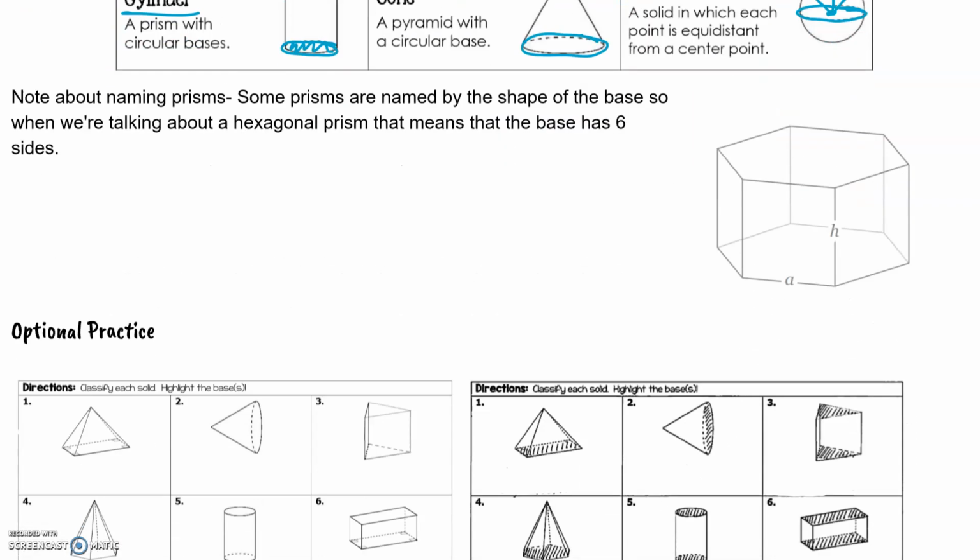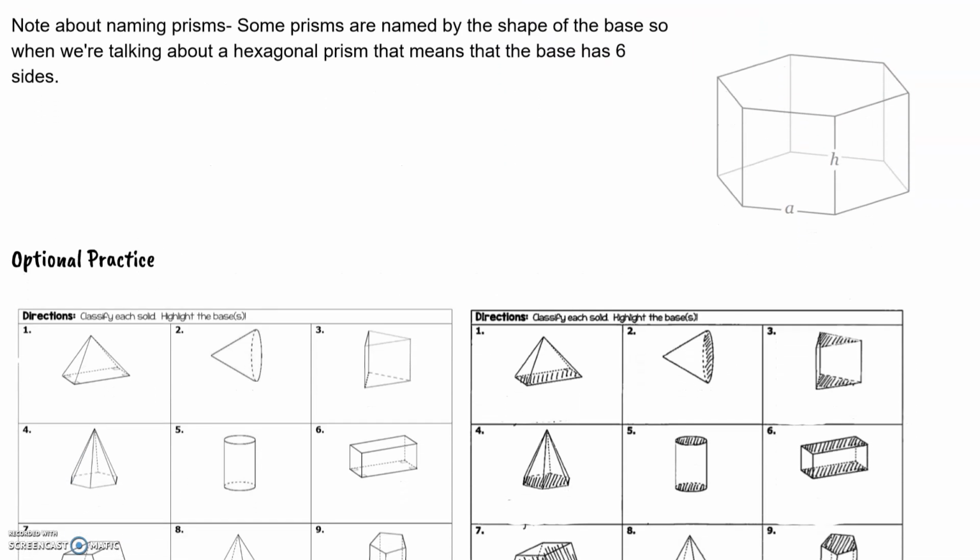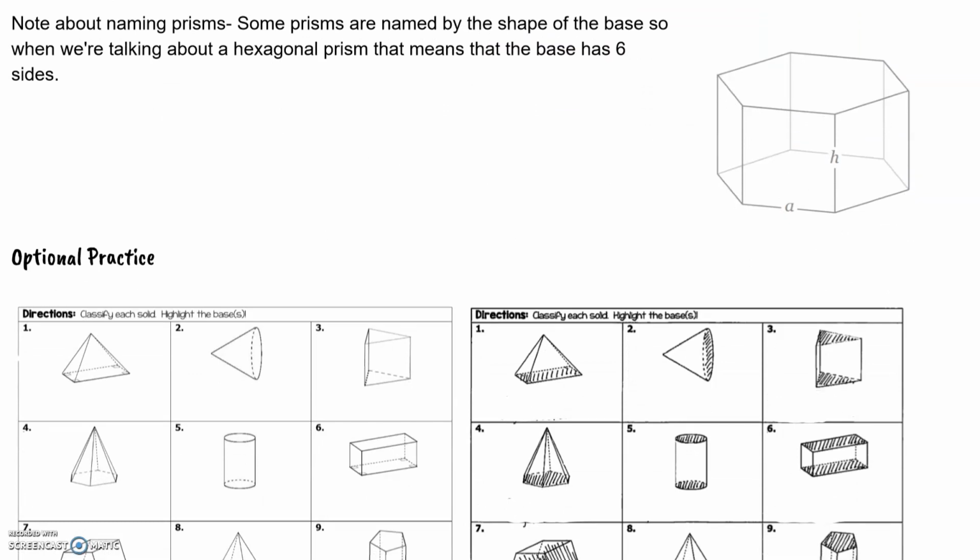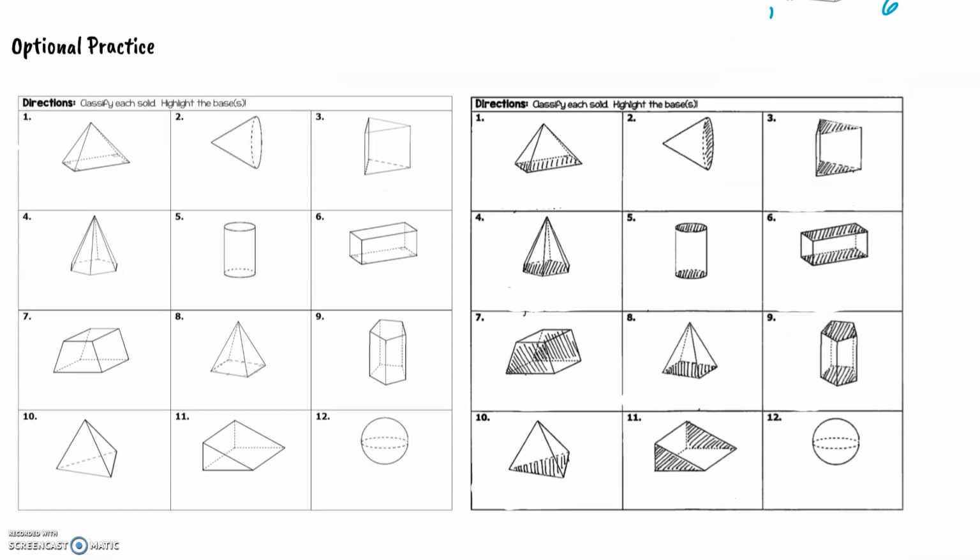All right, another special note about naming prisms. Some prisms are named by the shape of the base. So when we're talking about the hexagonal prism, meaning 6 sides, we just need to count how many sides it has. So we have 6 sides, and this would be a hexagonal prism because we're looking at the shape of the base. All right, so let's practice this a little bit.